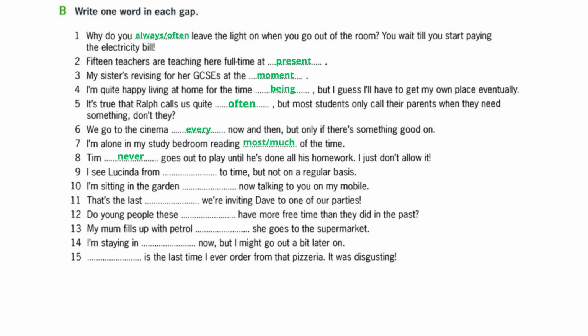Tim never goes out to play until he's done all his homework. This sentence works with never because it doesn't happen at all, since the speaker doesn't allow it. Next sentence. I see Lucinda from time to time. The expression, from time to time, means occasionally, just like every now and then. Next sentence. I'm sitting in the garden right now talking to you on my mobile. Since we have the present continuous, the sentence works with right, for right now, meaning at this moment.